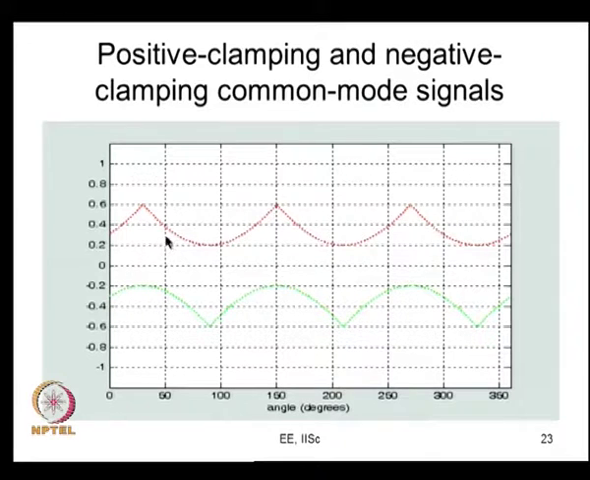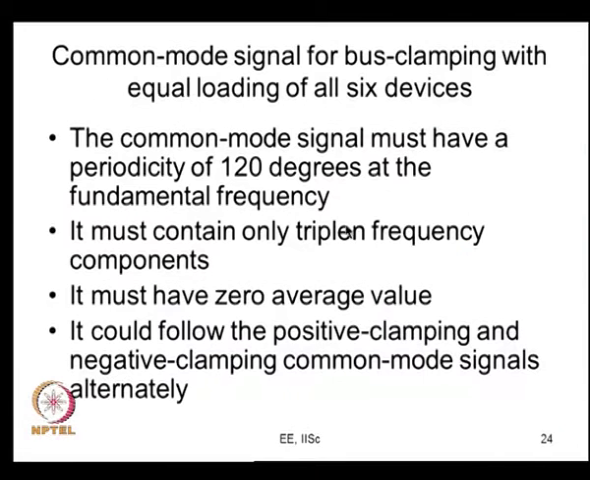You can follow this from 0 to 60, 60 to 120, 120 to 180, or you can follow this 30 to 90, here 90 to 150, and so on and so forth. That leads to different kinds of bus clamping PWM methods. This is something which we have seen before.